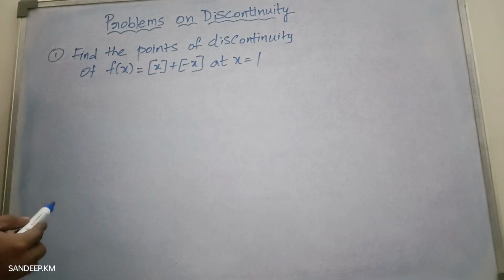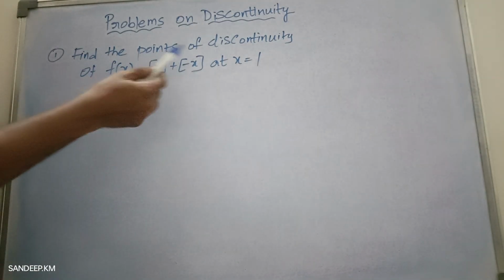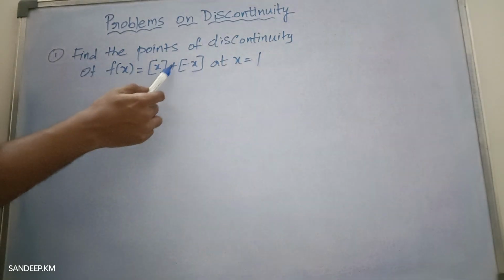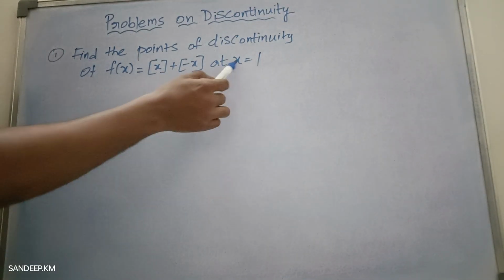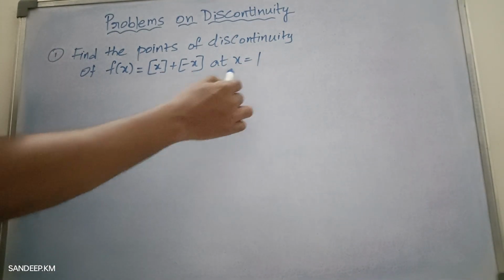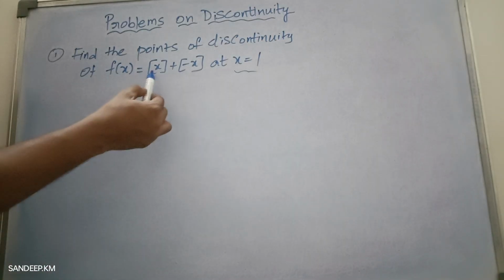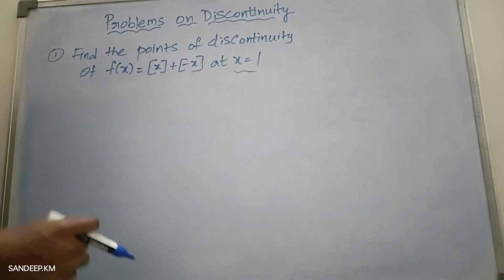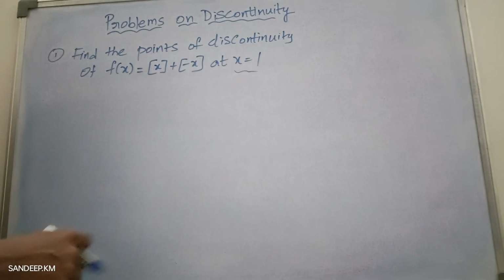This is the first question. They told us to find the points of discontinuity of this function f of x, which is step x plus step of minus x at x is equal to 1. At which point is also important. This is the step function, greatest integer function. Okay, now see at x is equal to 1, let me find the left hand limit and also right hand limit, and obviously the value of the function also.